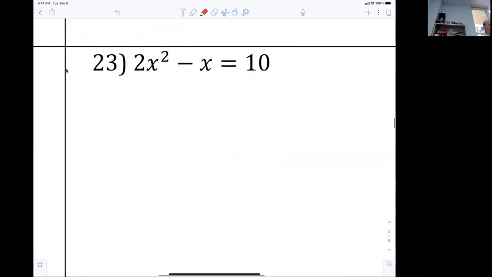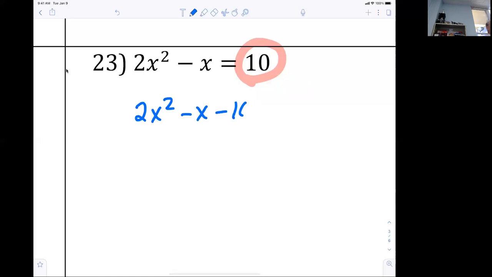This 10 is not a 0. So I have to make it. See if you understand me. 2x squared minus x minus 10 equals 0. What did I do? Move the 10 from the right to the left because every quadratic has to be set equal to 0.